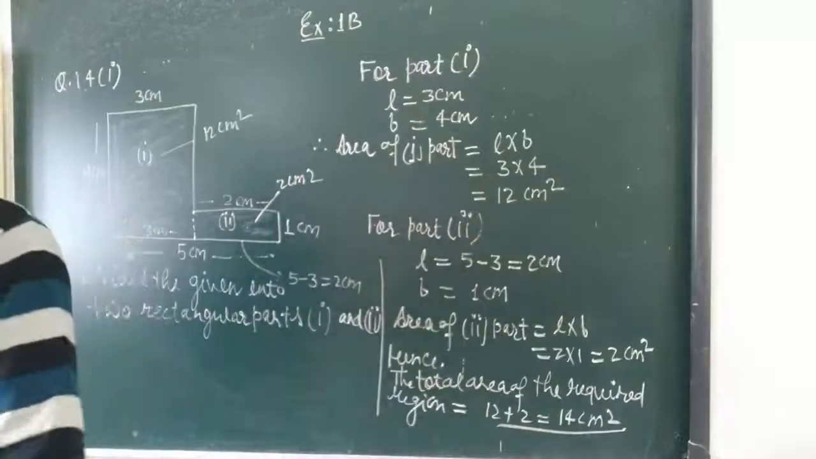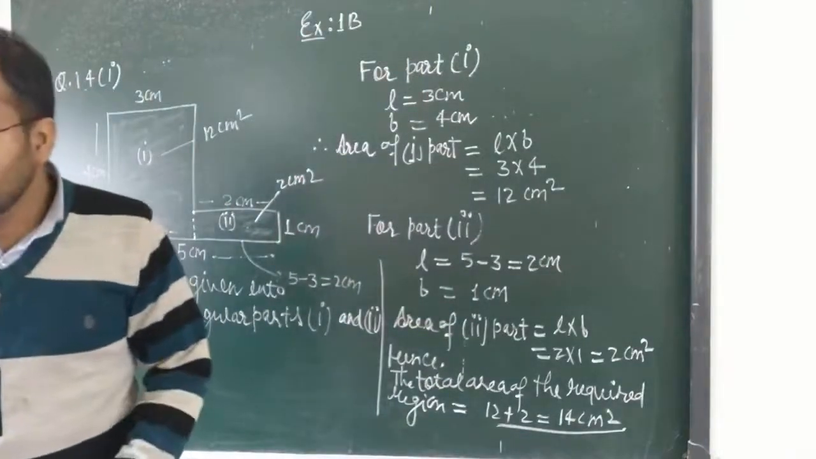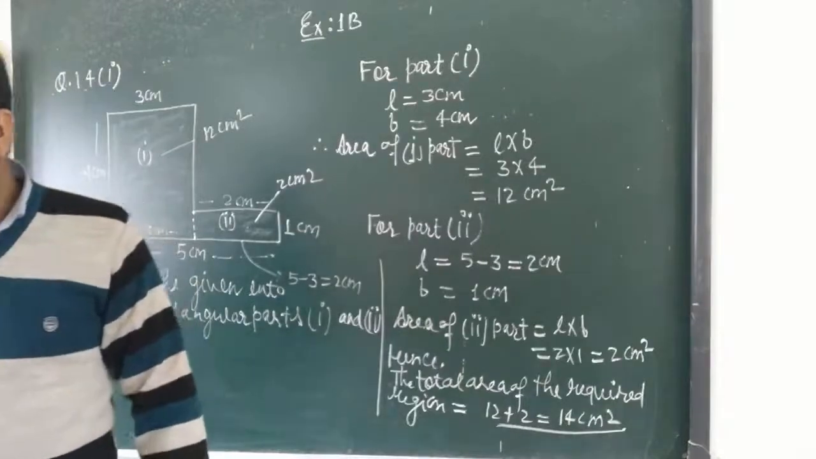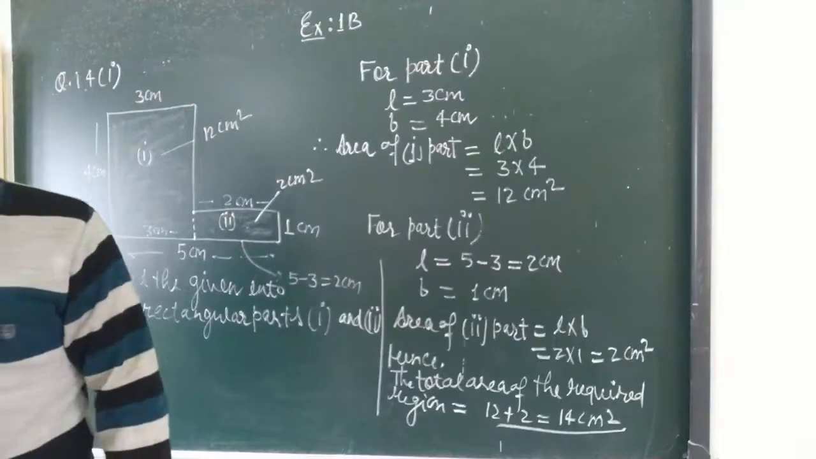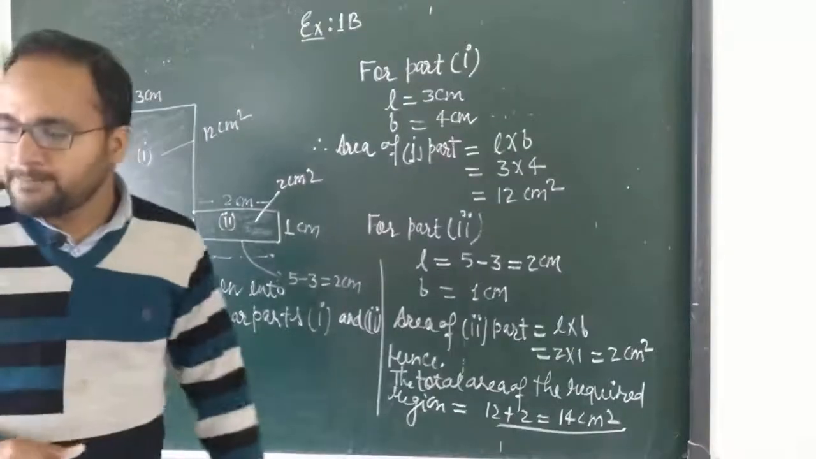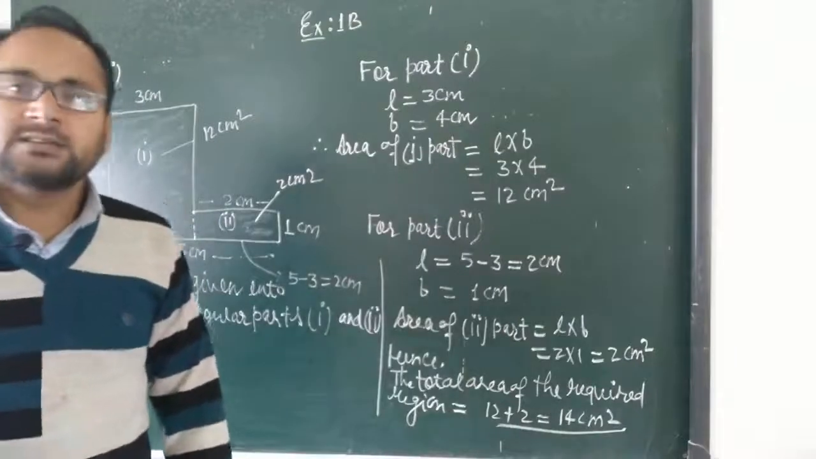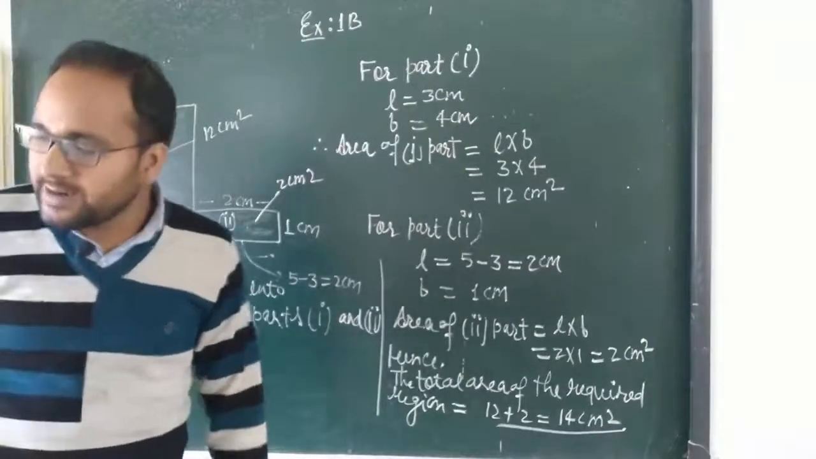In the same way, you will do the second and third parts of this question also. Now see question number 15: find the areas of the shaded portion of the following figures in which all the corners are right angled and the dimensions are given in meters. Find the area of the shaded region.